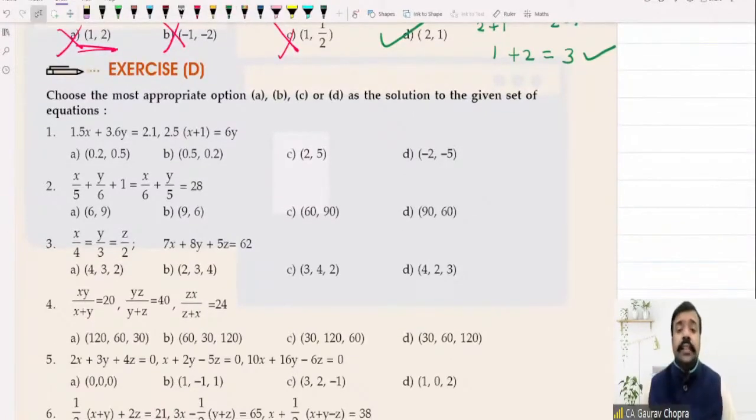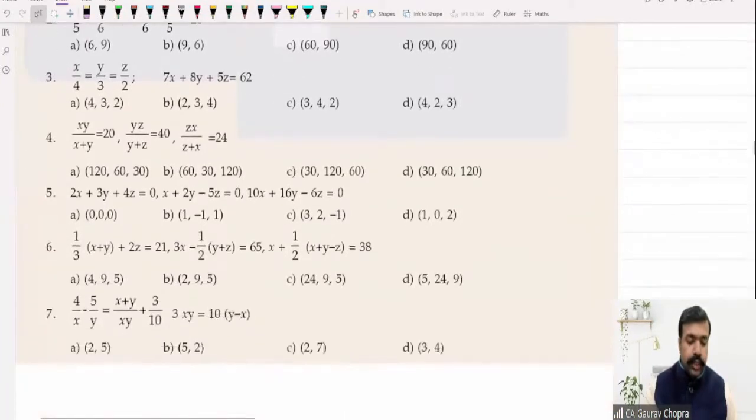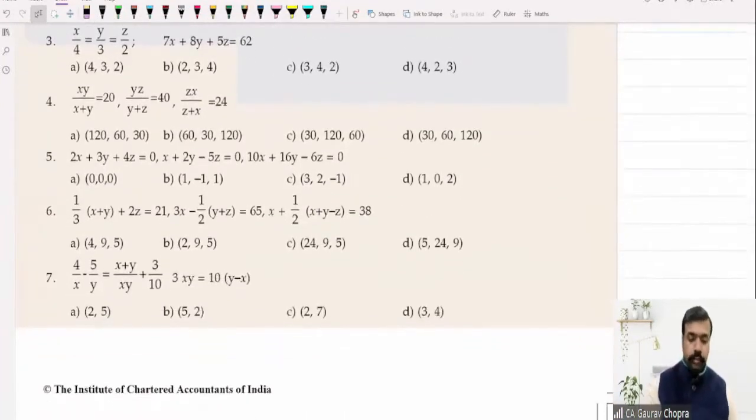So now we have done exercise number C. Moving towards exercise number D. Now we are starting with 3 variable questions, when 3 variables, that is X, Y, and Z, are given. So let us practice 3 variable questions, starting with question number 3. So X by 4 equal to Y by 3 equal to Z by 2.